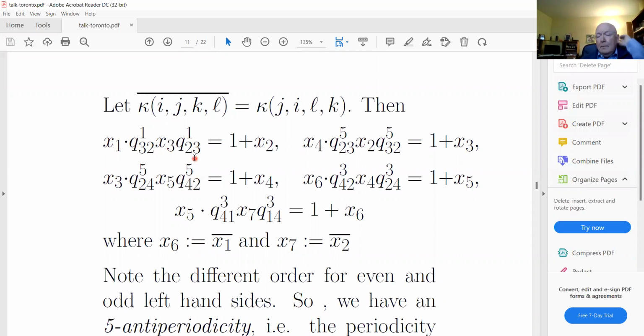And the same in other cases, but also note please that you have a different order when you start with an even x or with an odd x, because here you have first x1 and then x3, and for x2, you have first x4 and then x2.